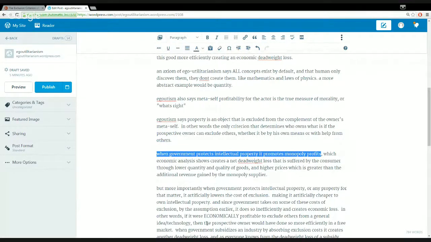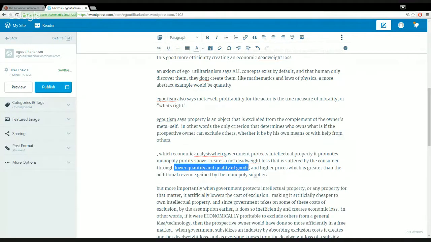So you prevent competition, and you have to pay for it, right? That comes at a cost, and the consumer suffers from it. Economic analysis shows this creates a net deadweight loss that is suffered by the consumer through lower quality and quantity of goods. I was going to say less innovation, but I think that's incorporated into the quality, and higher prices, which is greater than the additional revenue gained by the monopoly supplier.